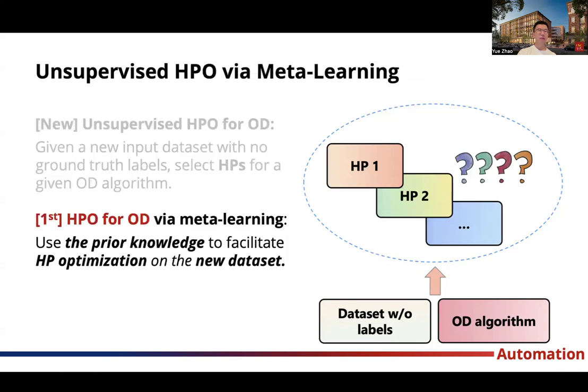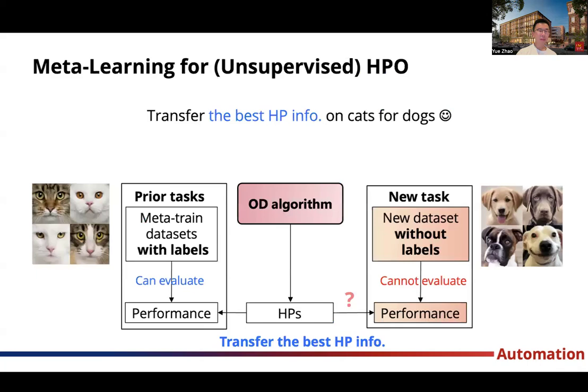In this work, we introduced a meta-learning based approach for the first time, which means using prior knowledge to facilitate the hyperparameter optimization on the new data set. And the idea is the following.